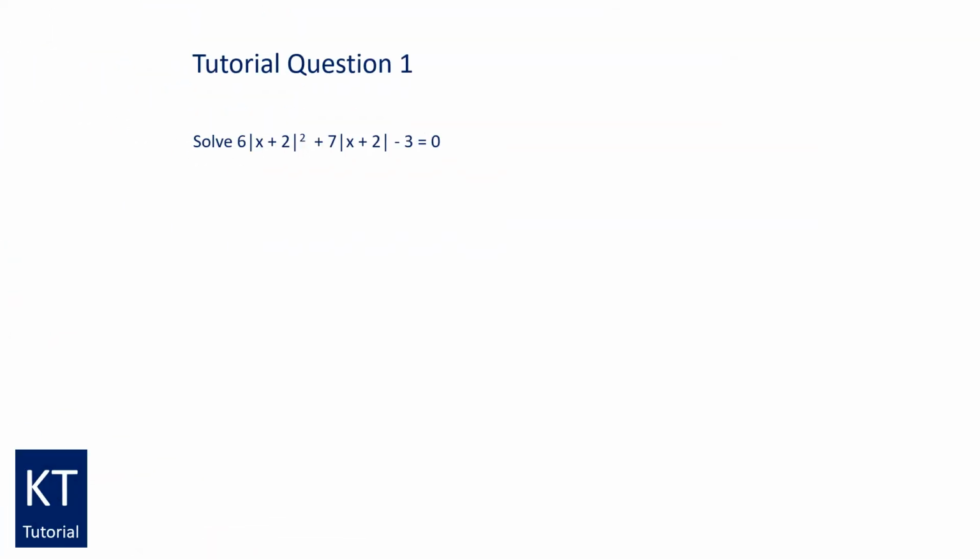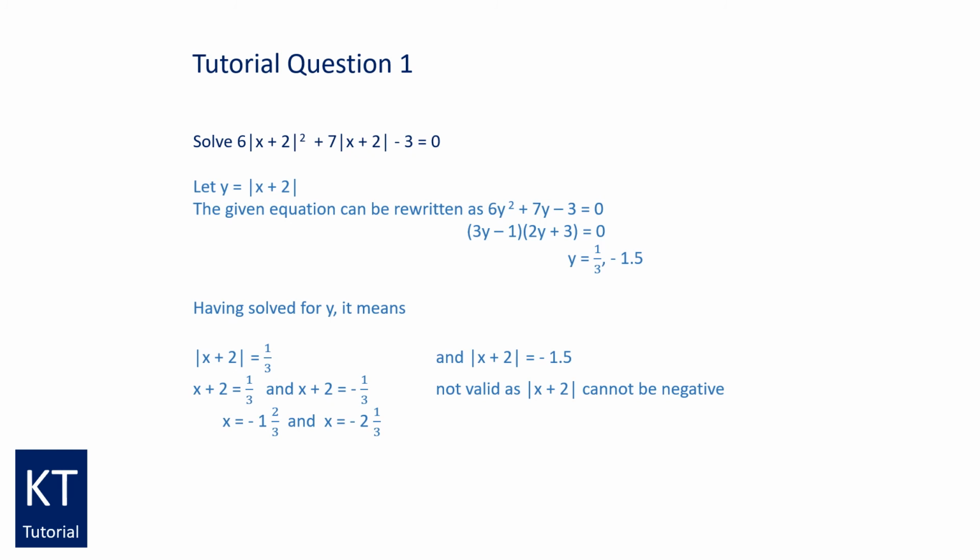Now on to tutorial question 1, where we have to solve for an equation involving modulus parameters. This is different from the example that we've just been through. This is a quadratic equation with its main parameter being the modulus of x plus 2. Therefore, we could start by equating y to the modulus of x plus 2 and represent the equation in terms of y to solve for y. Having solved for y, it directly also means that the modulus of x plus 2 are the solutions of y, which would then allow us to solve for x.